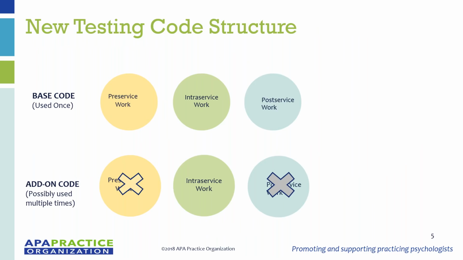So in this new testing code structure, as Dr. Puente just indicated, you'll use your base code one time. And then depending on how extended your service is, you'll subsequently be using add-on codes. And again, the idea is you're not calling your referral source 6 times if you're doing 6 hours of work. You're not choosing the tests 6 times during your 6-hour evaluation. So the new testing code structure will be your single base code used once, and then your add-on code used multiple times depending on the length of the service that you're providing.